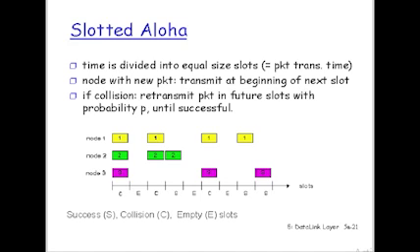Time is divided into equal-size slots, each equal to the packet transmission time. A node with a new packet transmits at the beginning of the next slot. If a collision occurs, the node retransmits in a further slot with some probability until it succeeds.